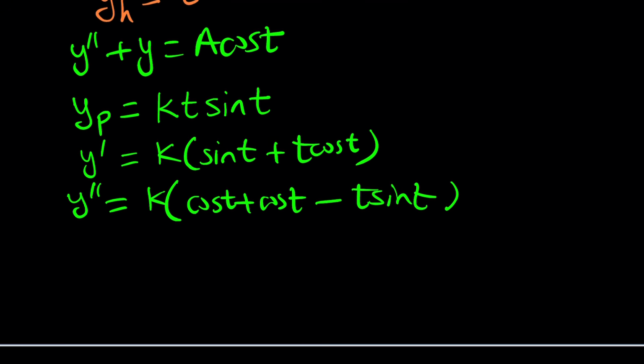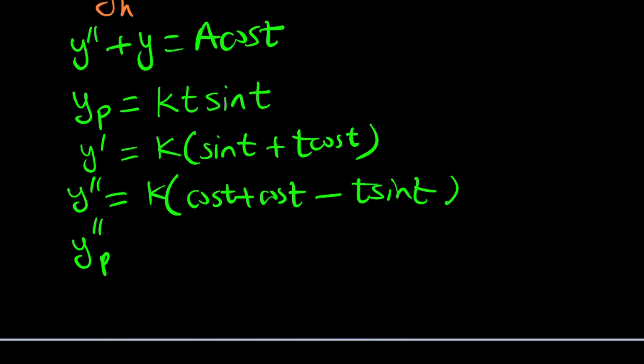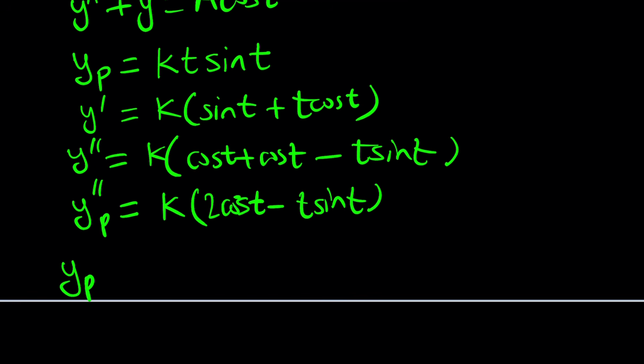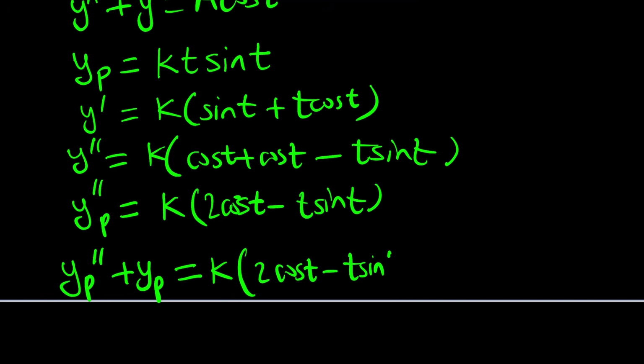And of course, you can simplify this. Y double prime of the particular solution is then going to be k times, I meant 2 cosine of t, and then minus t sine of t. Now, let's go ahead and add these two together. Y particular double prime and y particular, of course, I'm talking about the second particular here, is going to be k times 2 cosine t minus t sine t plus k t sine t.